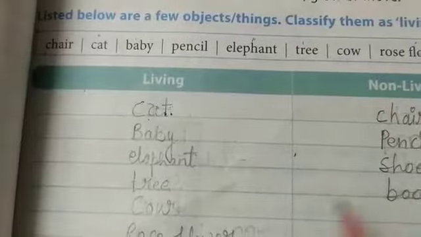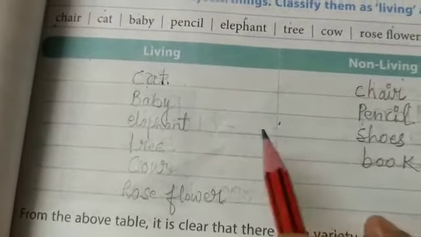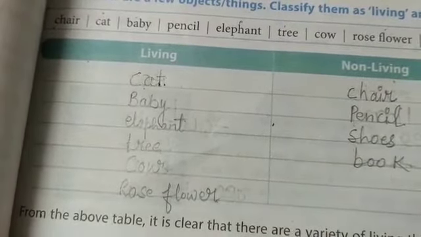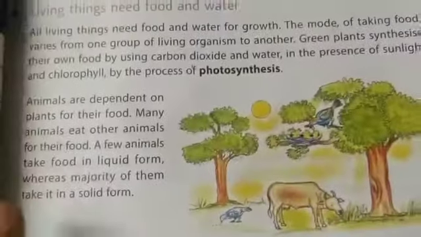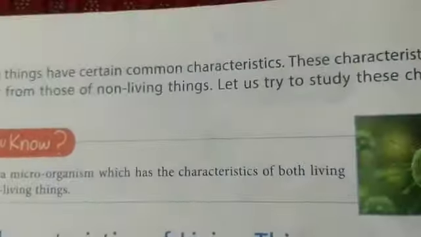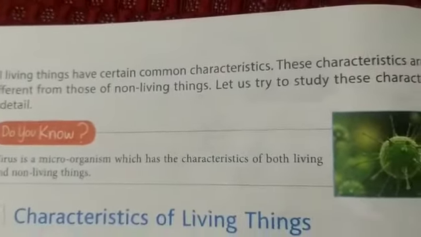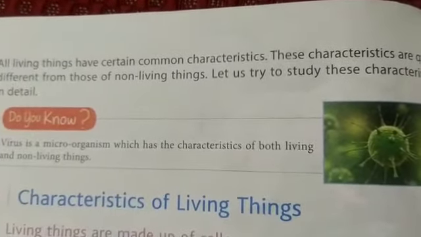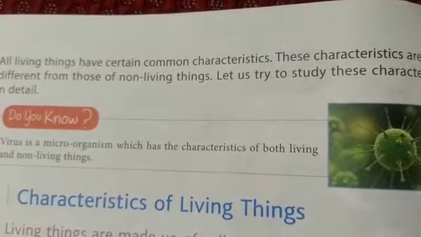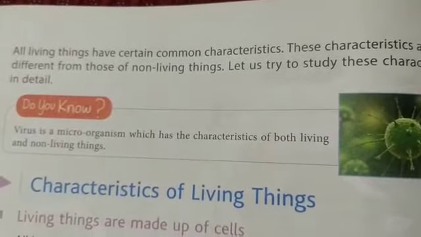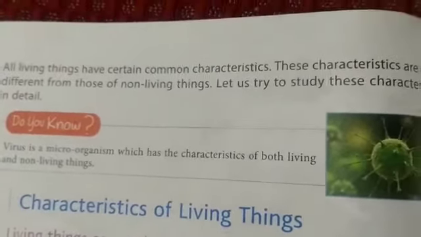So it is clear from this table that a variety of living things are around us. All living things have certain common characteristics. These characteristics are quite different from those of non-living things. Let us try to study these characteristics in detail.